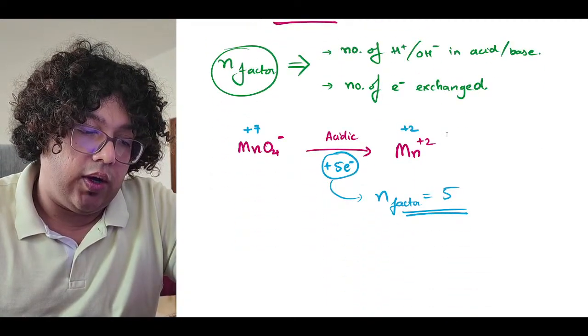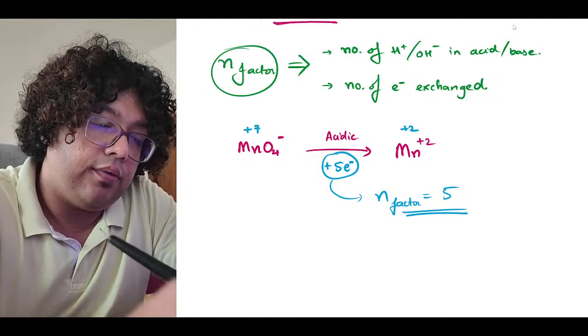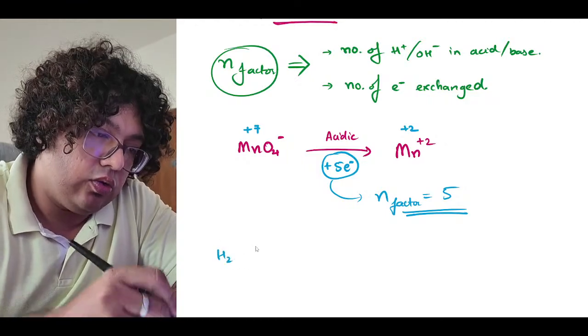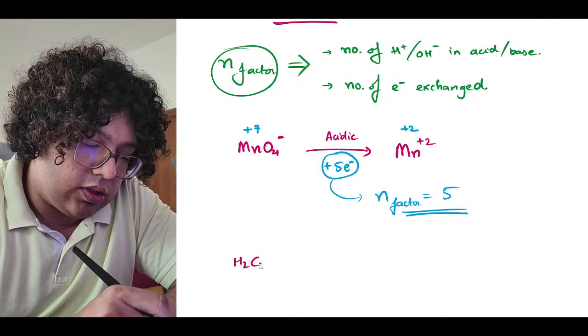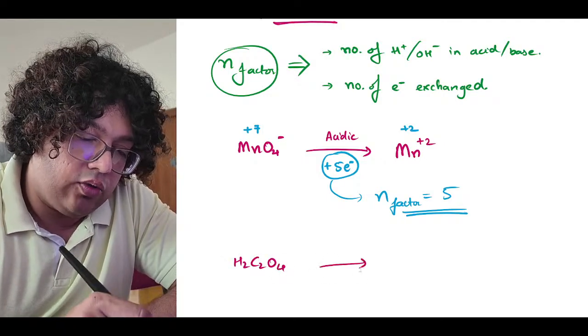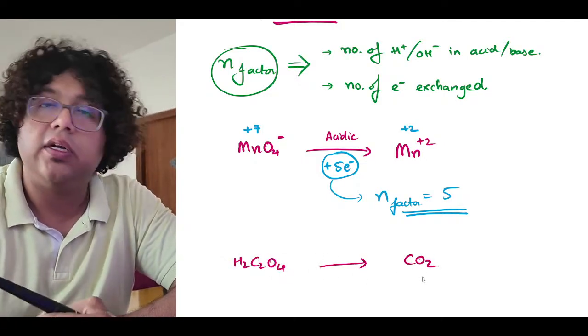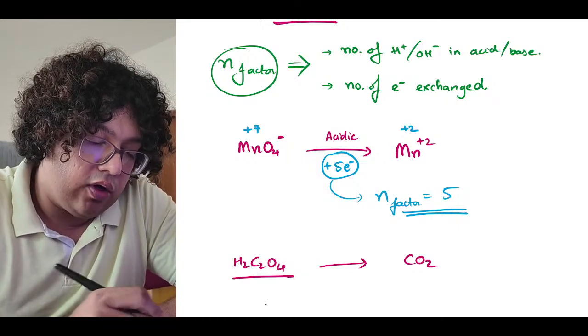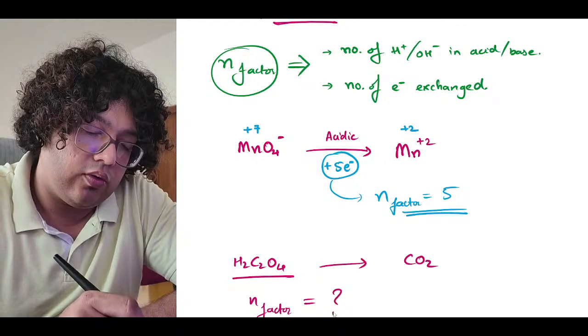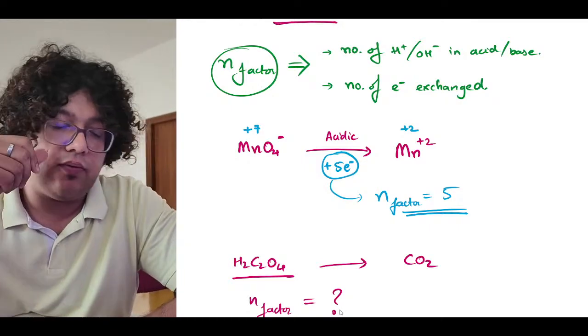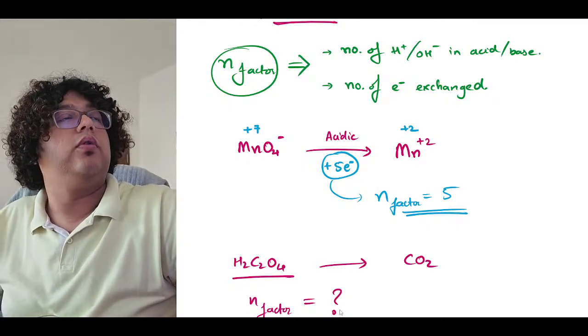So say I have a compound H2C2O4, and you know after oxidation it is going to convert into CO2. I want to know the N factor for H2C2O4. Can you tell me the N factor for H2C2O4? One second.